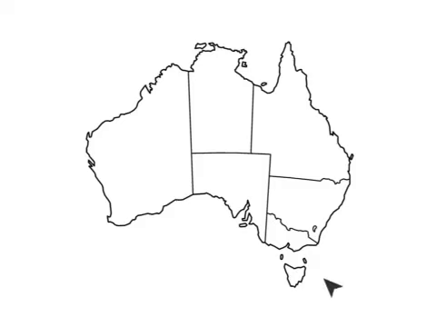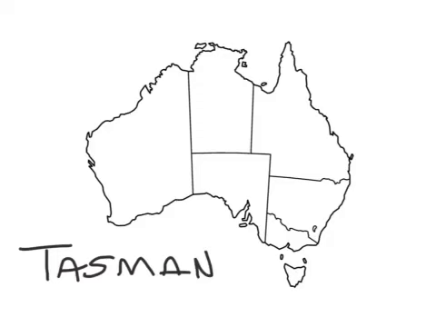The last state or territory that we're going to label is this one right here. This one is actually an island. And this is the state of Tasmania. And yes, that is where the Tasmanian devil lives. So we'll write that label off to the side of Tasmania somewhere. Maybe you would want to write it off on this side. And that is our seventh state or territory.